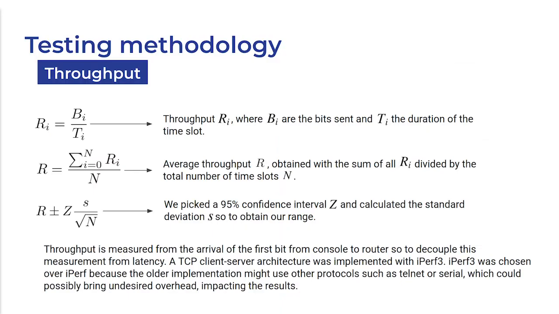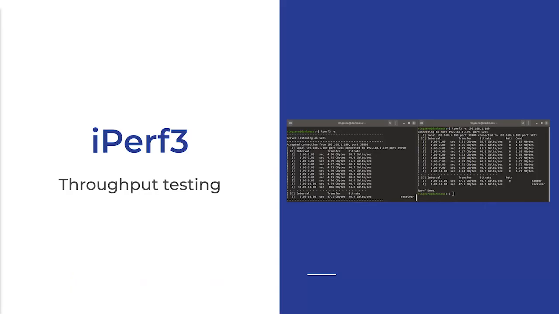As for throughput, we have measured throughput implementing a TCP client-server architecture with iPerf3, which was chosen over older implementations of iPerf because they might use other protocols like Telnet or Serial, which could pollute the experimental results, deviating the data from their actual values.